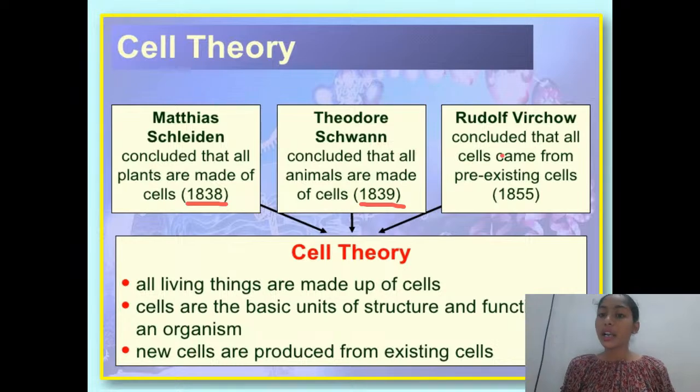Rudolf Virchow concluded that all cells came from pre-existing cells in 1855. Please remember all the dates. These dates are very important, and cell theory is very, very important. Please put a star mark over there.